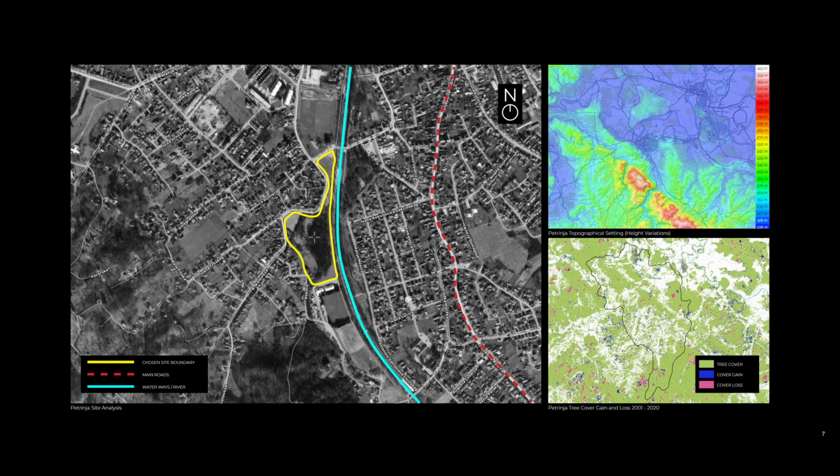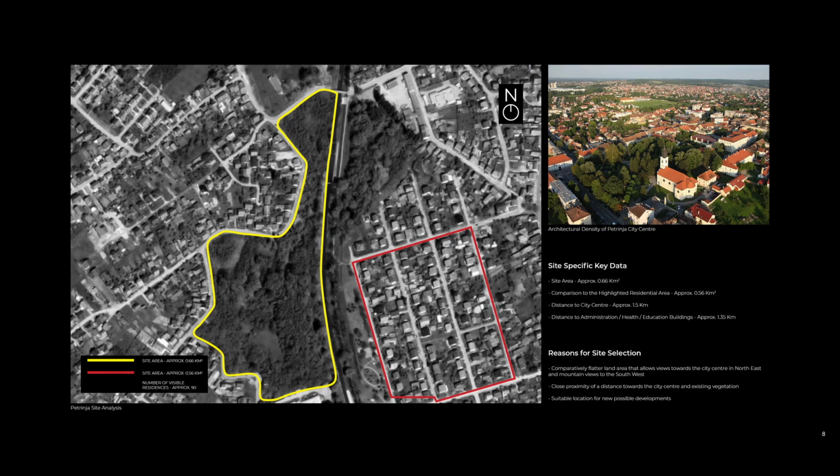The diagram below indicates the tree cover gain and tree cover loss during the period from the year 2001 to year 2020. The chosen site, which has been highlighted in yellow, has an area of 0.66 square kilometers. The area that has been subjected to comparison is a residential area across the river that has been highlighted in red. The area is 0.56 square kilometers. These residential buildings are comparatively lower in terms of density and occupy a similar area compared to the site that would portray the proposed architectural project.